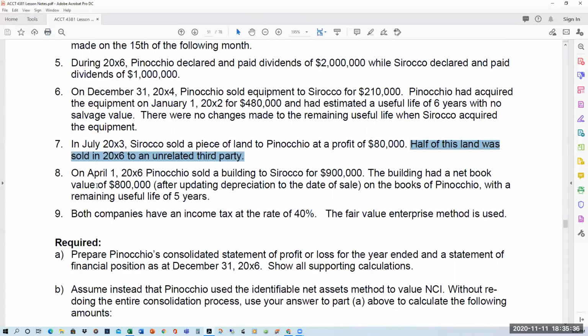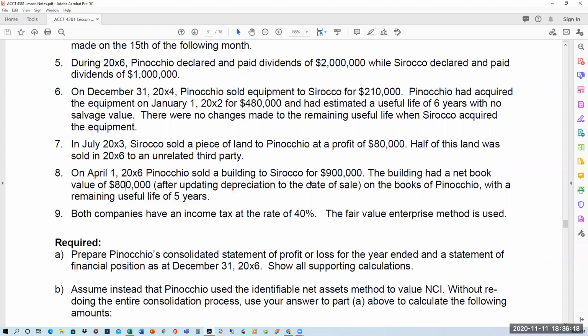Finally, if you look at point number 8, on April 1st, 2006, which is the current year, by the way, Pinocchio sold a building to Sirocco for $900,000. The building had a net book value of $800,000 after updating depreciation to the date of sale. That means there was a gain of $100,000 recorded by Pinocchio on April 1st, 2006. This gain is considered unrealized on the date of sale, but as the building gets depreciated, and the building had a remaining useful life of 5 years, a portion of the gain will get realized.